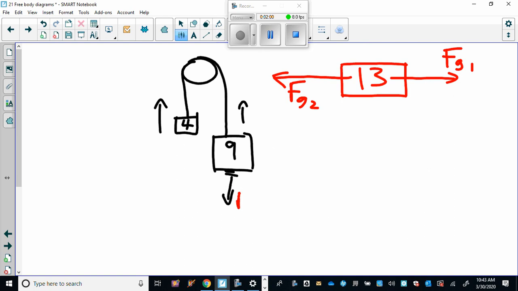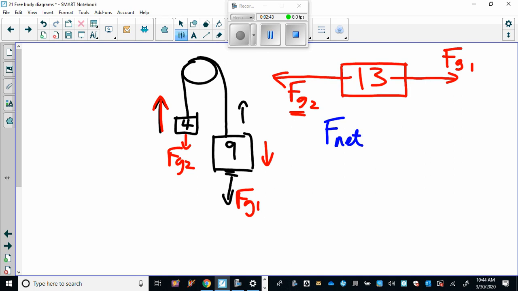Well, FG1 is right here, simply the force of gravity pulling the 9, this one, down. FG2 is the force of gravity pulling this one down. But what you have to acknowledge is that gravity is pulling both of these down, but they're going in opposite directions in regards to the entire mass. The entire system is accelerating in one direction. This 9 is going down, and this one is going up. So they're going in opposite directions, and therefore this force of gravity, number 2 here, is going opposite to this force of gravity 1.